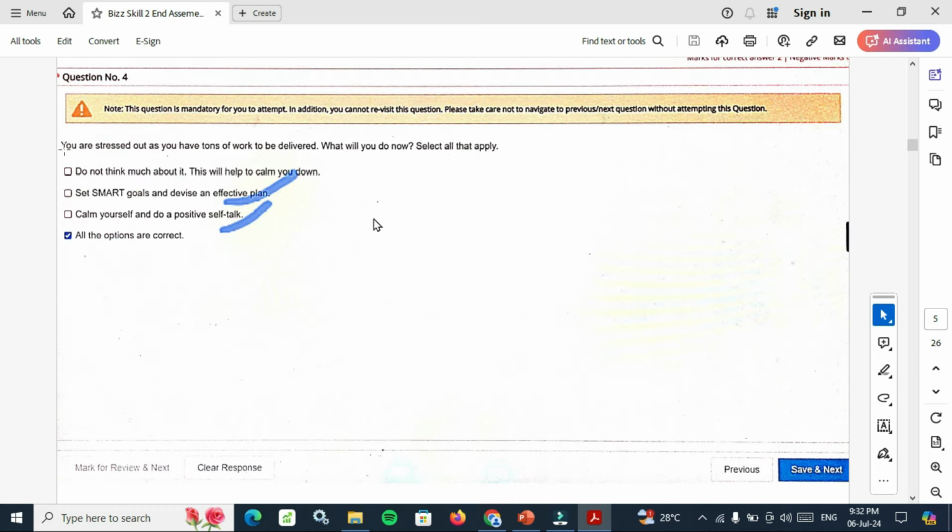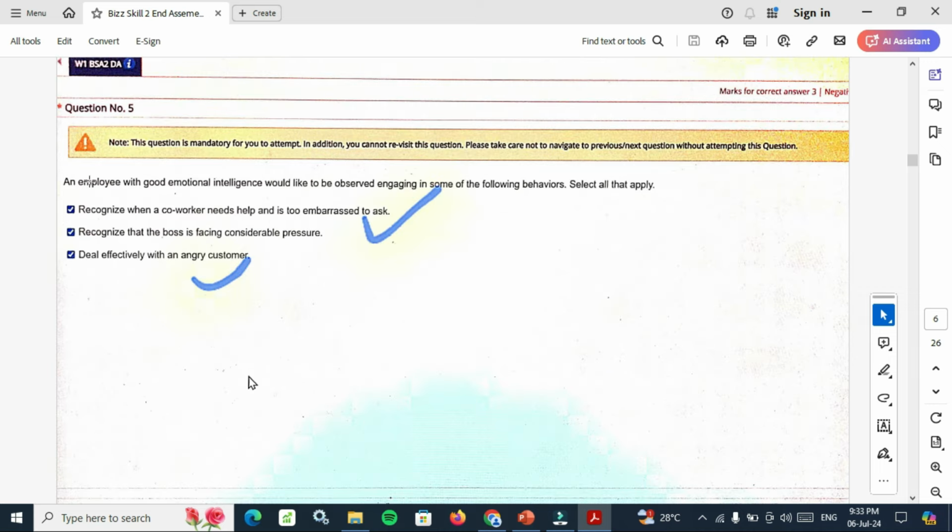Next question: you are stressed out as you have tons of work to be delivered. What will you do now? The right answers are: set smart goals and devise an effective plan, and calm yourself and do positive self-talk. Next one: an employee with good emotional intelligence would like to be observed engaging in some of the following behaviors. Recognize when a coworker needs help and is too embarrassed to ask, and deal effectively with an angry customer.